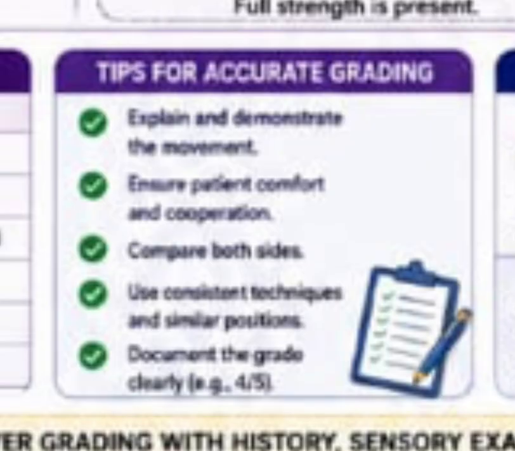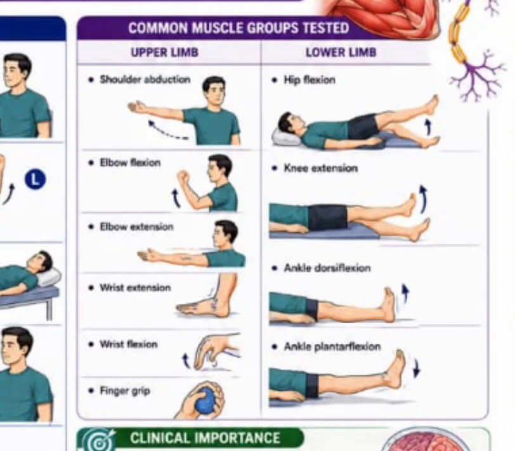You don't just say muscle power 4. You do it over 5. That's how to grade it. Are you getting me now? Now, common muscle groups that you can test.